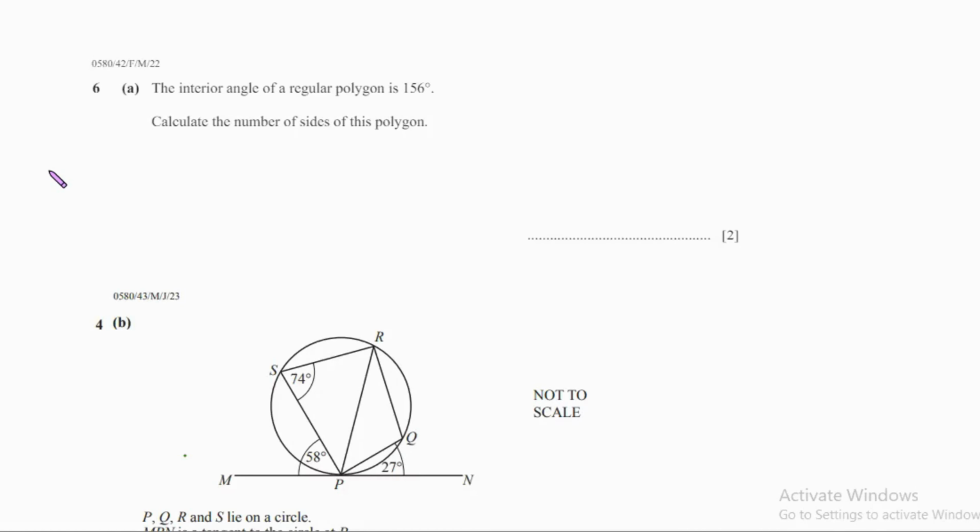So this question is related to polygons. We need to calculate the number of sides this polygon has, which has an interior angle of 156 degrees. And this is a regular polygon, as mentioned in the question. So for us to work this one out, first we will go through the formulas related to this topic.